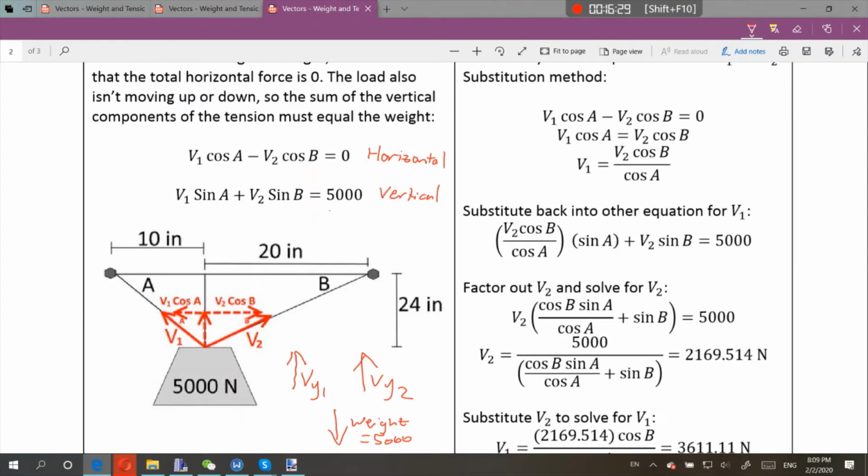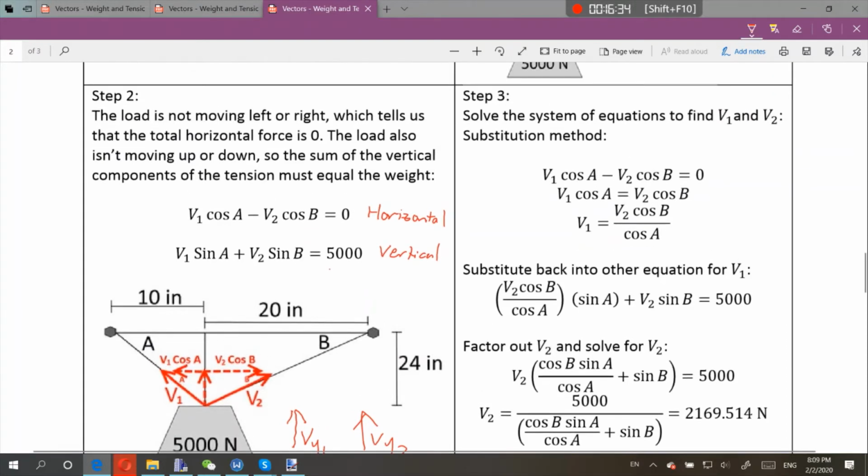We can solve that using any of your system of equations methods that you already know from algebra, such as substitution, which I've got over here. So for substitution, I'm going to take this top equation for my horizontal parts and solve for V1. So if I do, I'm going to move this V2 cosine B over to the other side.